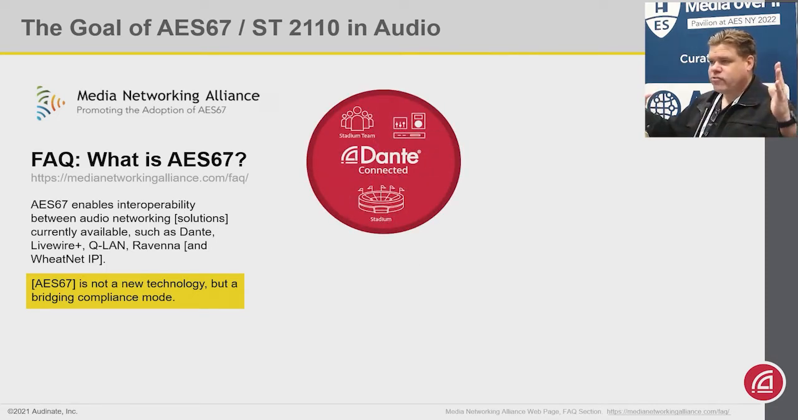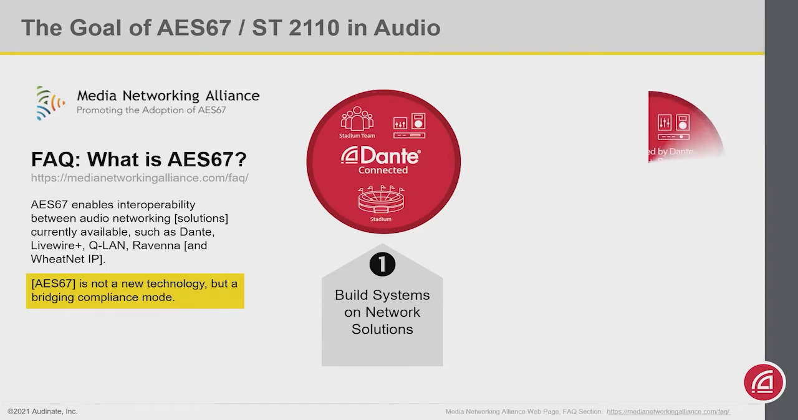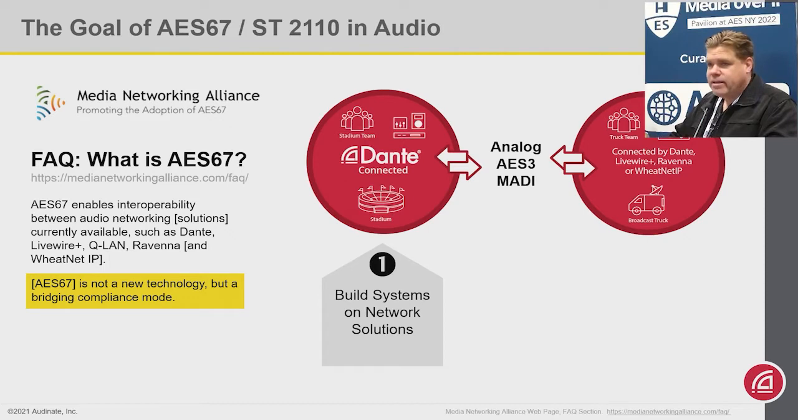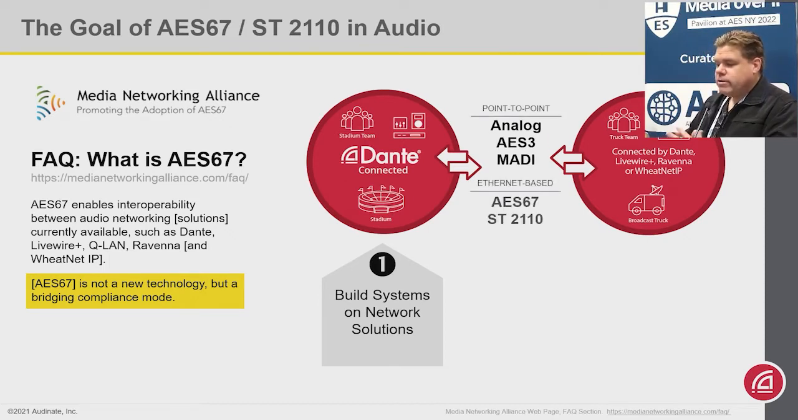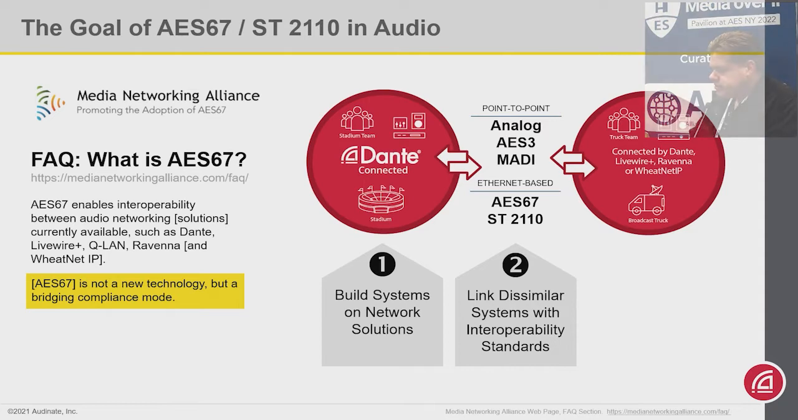You could take a system that you have, maybe you have a system at a stadium that's all built on Dante. Then you have a broadcast truck that's going to pull up. That could be anything. That could be a Livewire truck if it's radio or Ravenna or whatever. And in order to connect those, generally what we did is something like analog, AES3, MADI, right? Something like that. Well, now AES67 and ST2110 are solutions that could fall into that space.